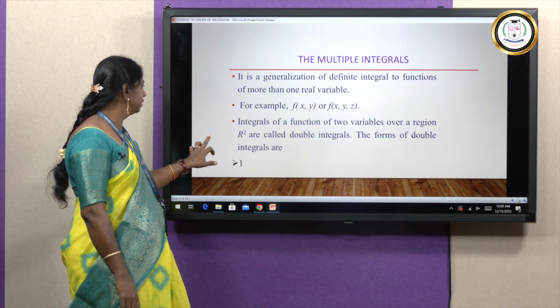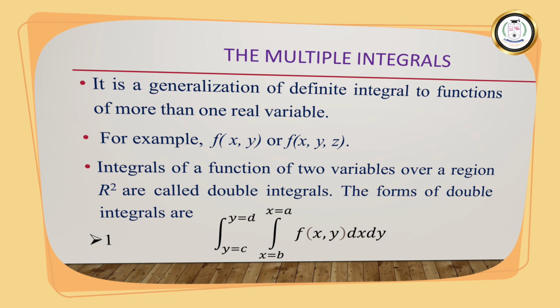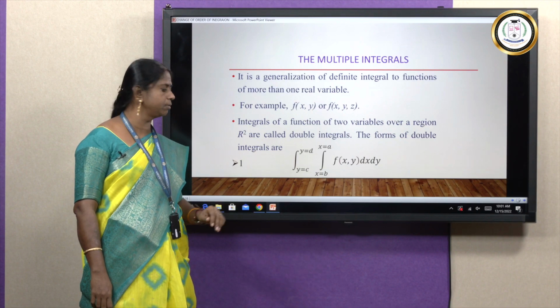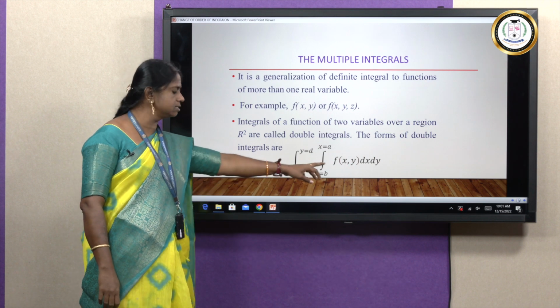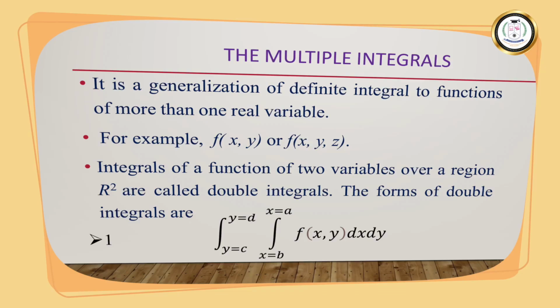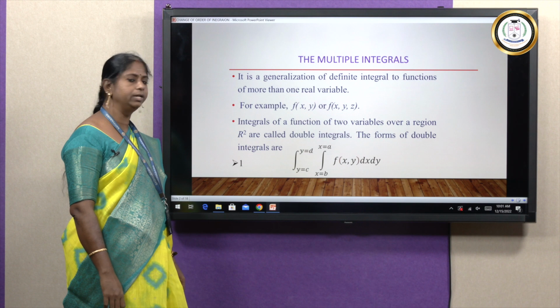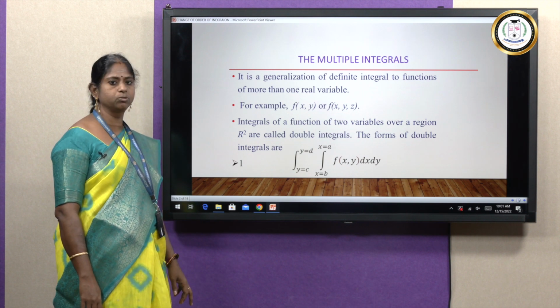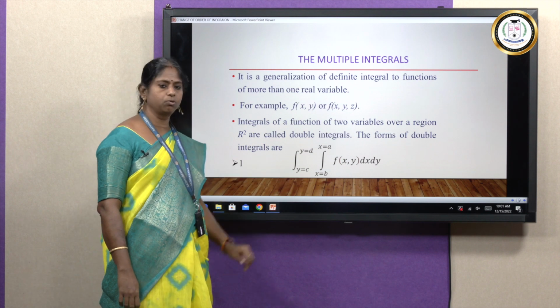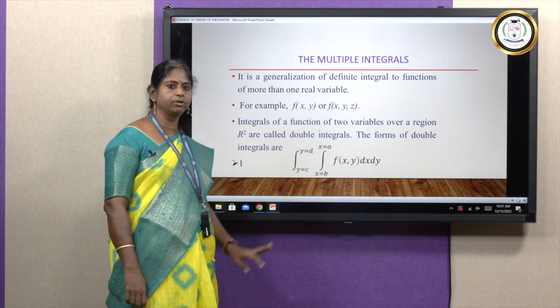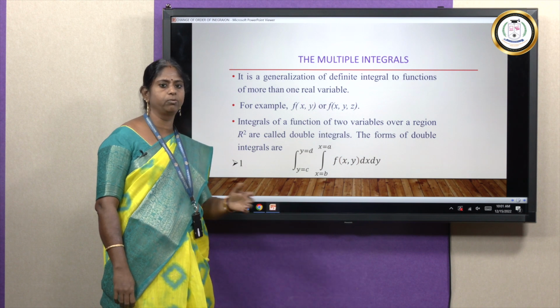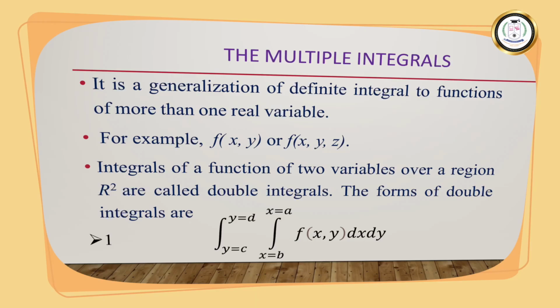The forms of double integrals are as follows. The first form is the double integral with y equal to c to d, x equal to b to a, f of x comma y dx dy. Since it is a double integral, we have a function of only two variables, say f of x comma y. Look at the order, how we are going to integrate this integrand with respect to x or y, and always see the limits first. Whether the limits are constant limits, or one variable limit and one constant limit, I have to check always. So here both the limits are constant limits only.